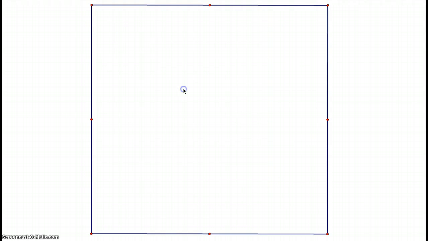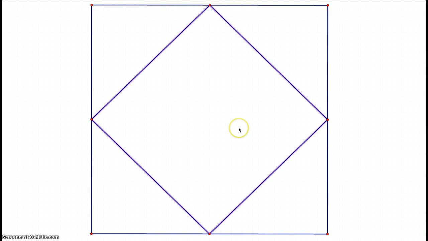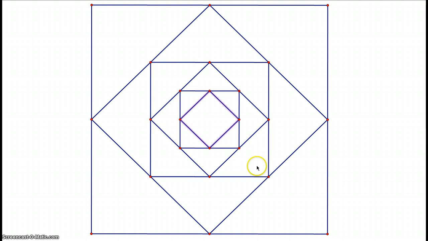First, we start off with a square, and then with that we find its midpoints, and we connect these midpoints. And with this other square that we've made, we find more midpoints and keep connecting them until we go down to about here, which is about as small as we can get.